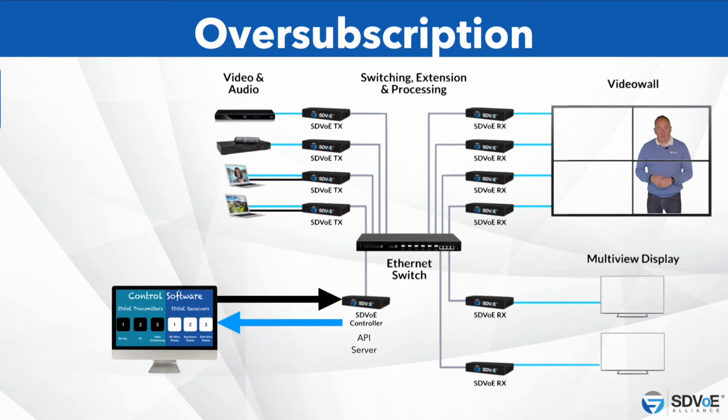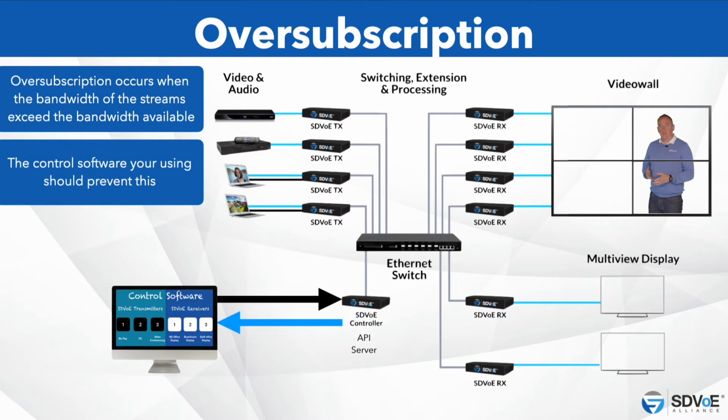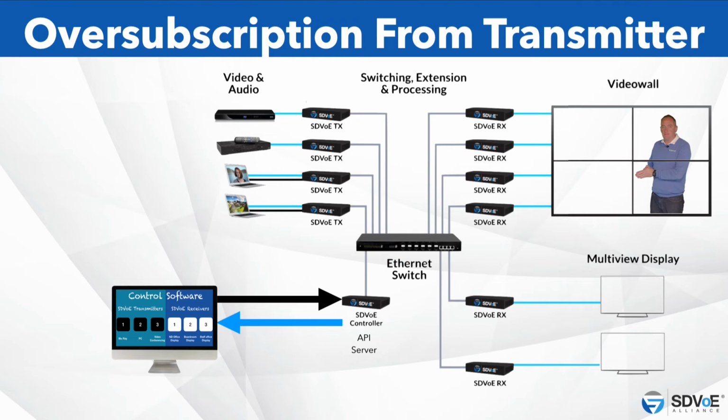The term oversubscription refers to when the bandwidth of the streams exceeds the bandwidth available. There are different root causes of oversubscription, and we're going to take a look at some of the most common causes. The control software that you're using should prevent this and show you an error instead, but troubleshooting is about figuring out what isn't working as it should. So let's look at how oversubscription could occur from an encoder or a transmitter device.